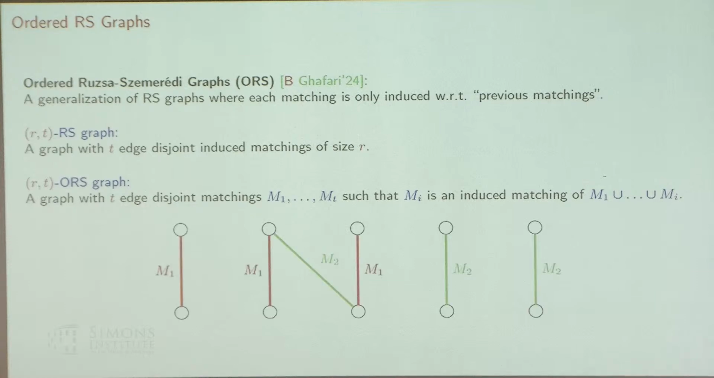Here is an example. The red edges are M1. The green edges are M2. If you look at M1, it's not an induced matching of the whole graph. There's this M2 edge matching two of the vertices of M1.